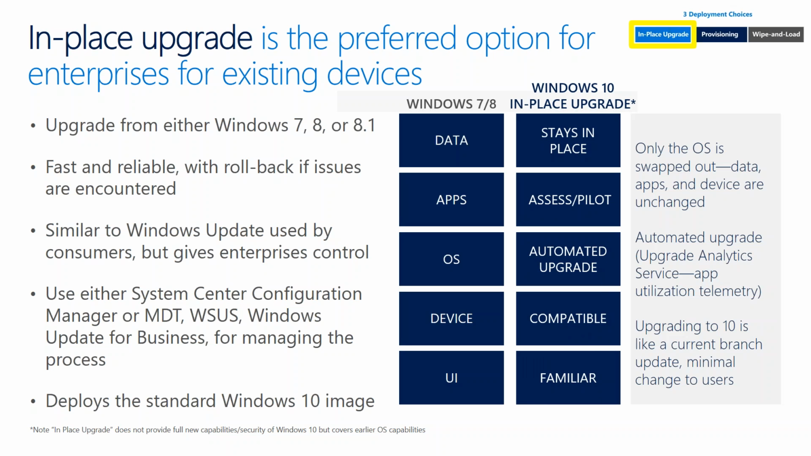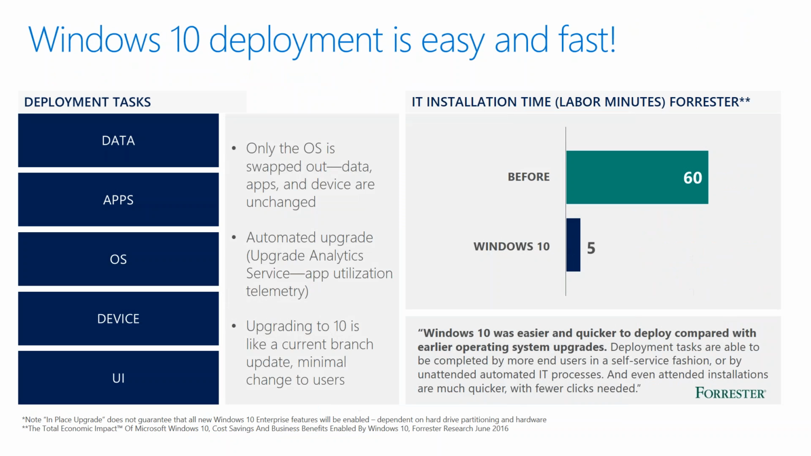So the idea is that it's a lot easier and faster. Forrester did another study to see how much labor time it took, like an actual desktop deployment tech, to do your traditional wipe and load versus doing an in-place upgrade. It's like only 5 minutes versus a 60-minute amount of labor that is required from that tech. So it's just something to consider.